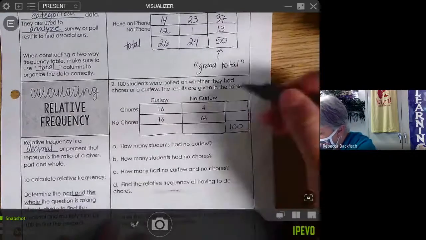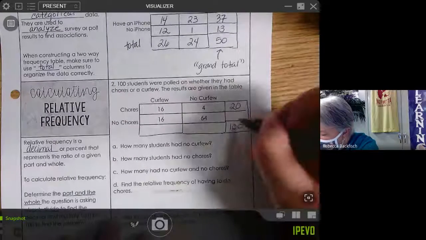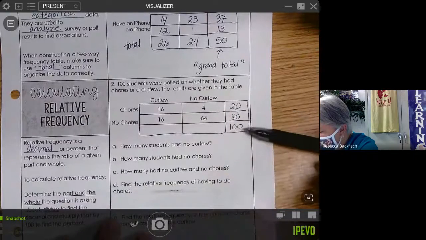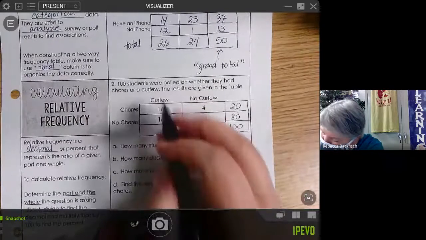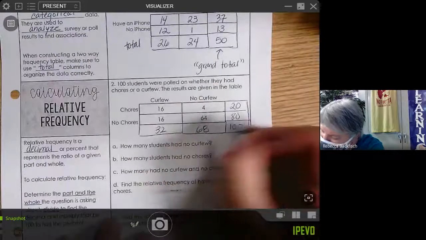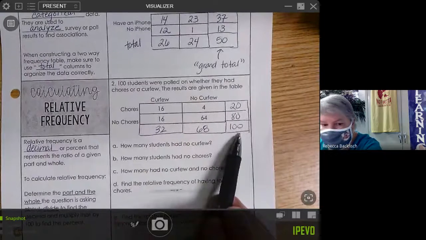Okay, chores. This is 20. This adds up to 80. I must have those right because those two do add up to 100. These add up to 32. These add up to 68. And again, 32 plus 68 does equal 100. So we're good there.